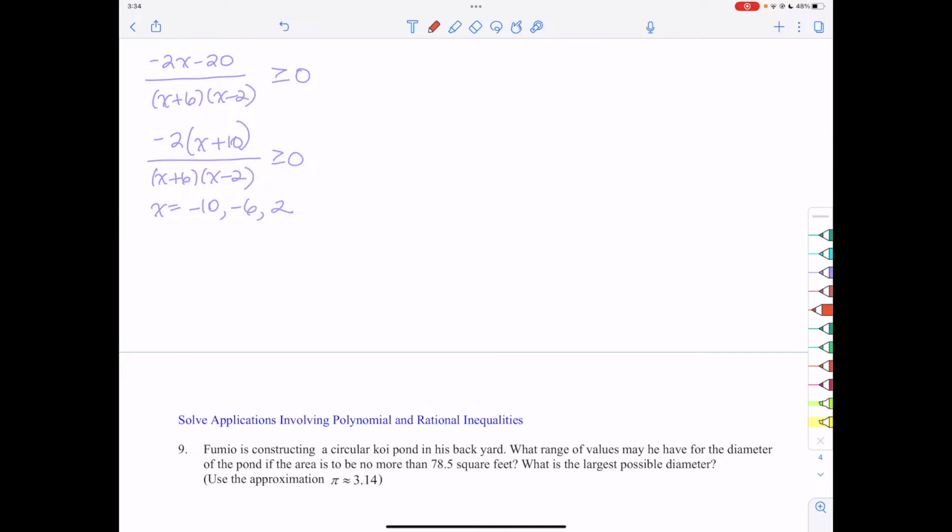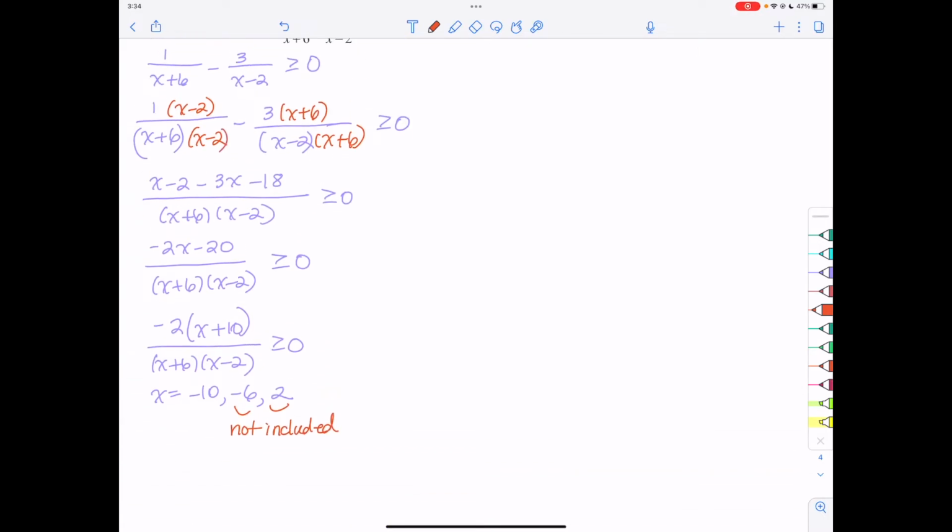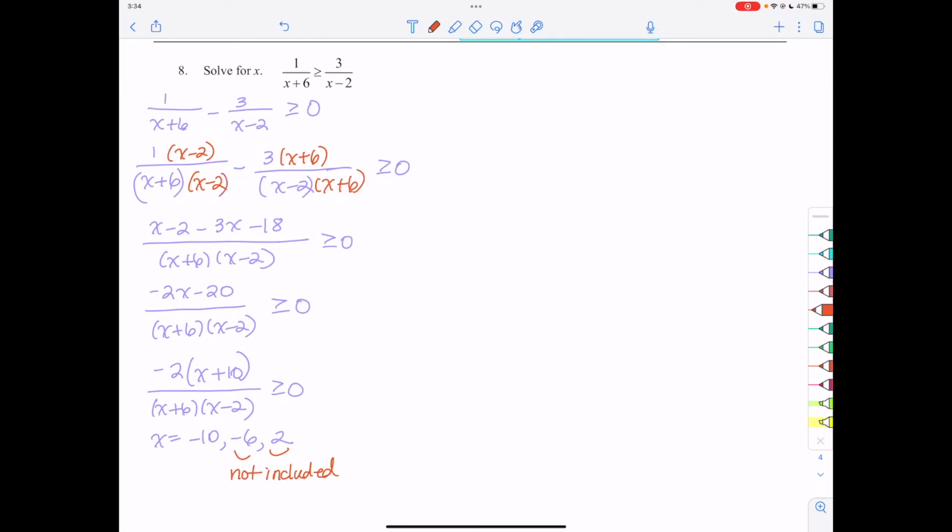So those zeros are x equal to negative 10, negative 6, and 2. And we need to remember that both of these, negative 6 and 2, cannot be included in our solution because they make that denominator 0. So now let's go ahead and create our sign chart or our number line. So we're going to place negative 10, negative 6, and 2. And let me move a couple of these over because I'll be able to fit my test value in there.